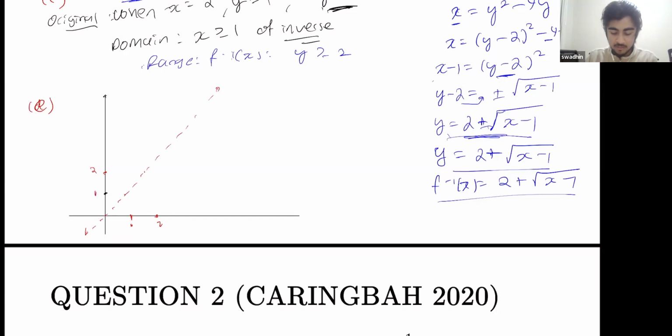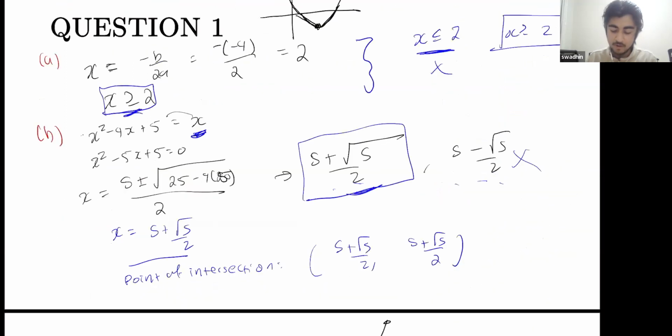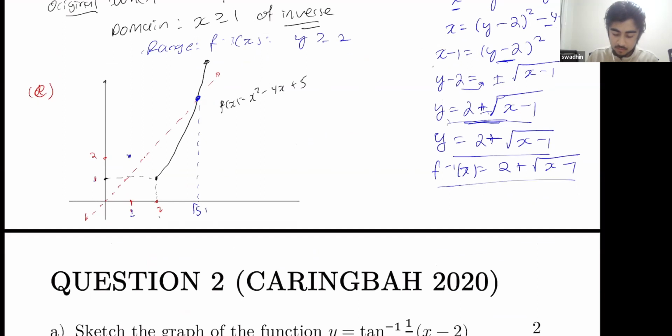So our restricted domain, x is greater than or equal to 2, y is greater than or equal to 1. That's going to look something like this. That's going to be our original function, f of x is equal to x squared minus 4x plus 5. I'm going to change colors here. And our inverse function, remember x and y values switch. So it starts from x is equal to 1 and y is equal to 2. And it intersects this graph at this line, at this point, sorry. And this point is, I forgot already, (5 plus root 5) on 2.